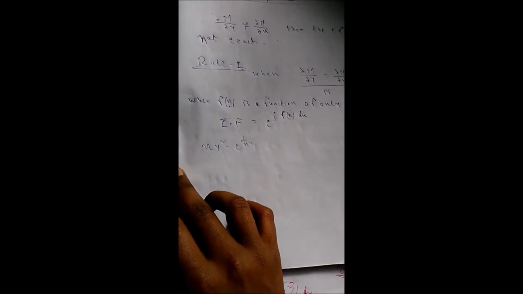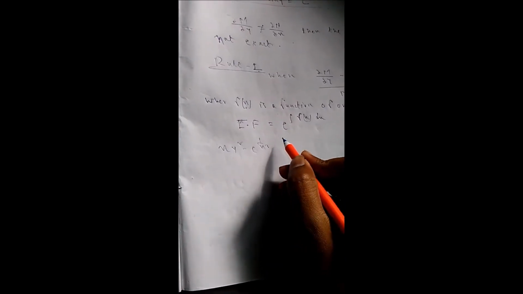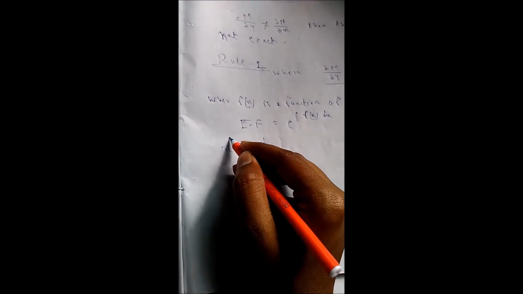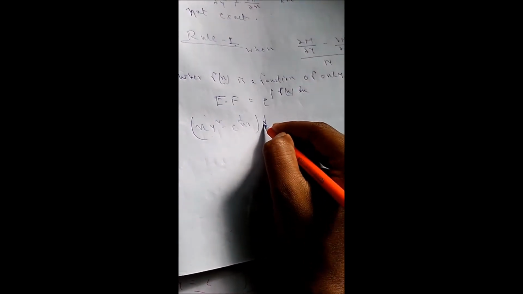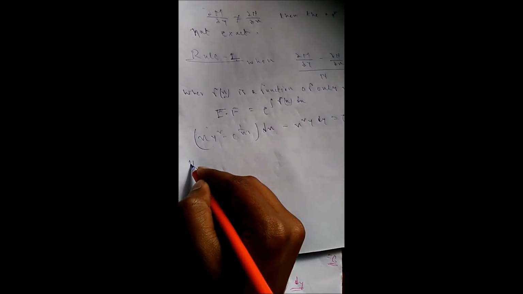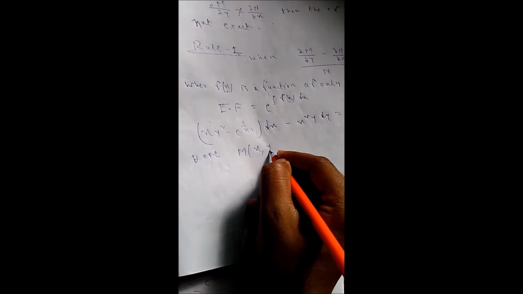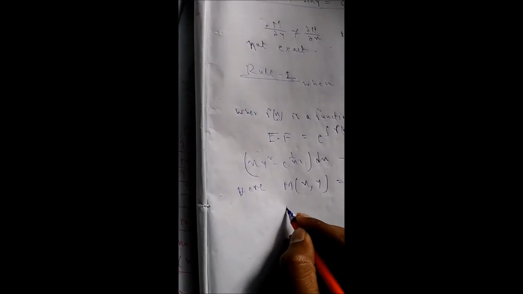Now such an example: (x y square minus e to the power 1 by x cube) dx minus x square y dy is equal to 0. Here M(x,y) is equal to x y square minus e to the power 1 by x cube, and N(x,y) is equal to minus x square y.